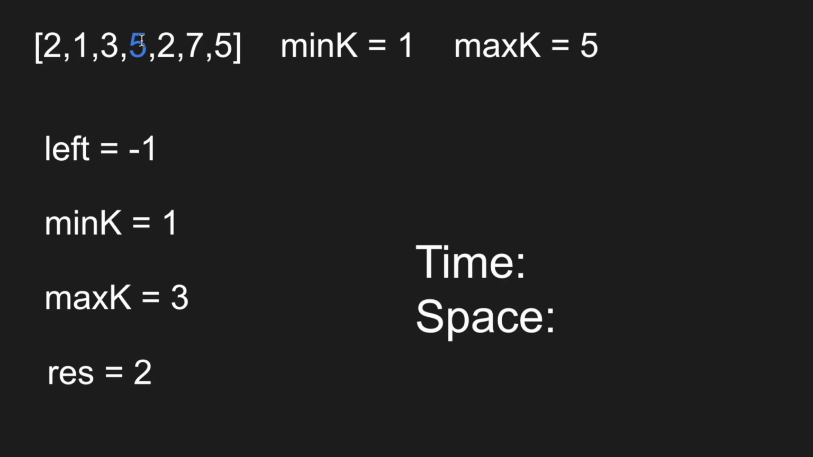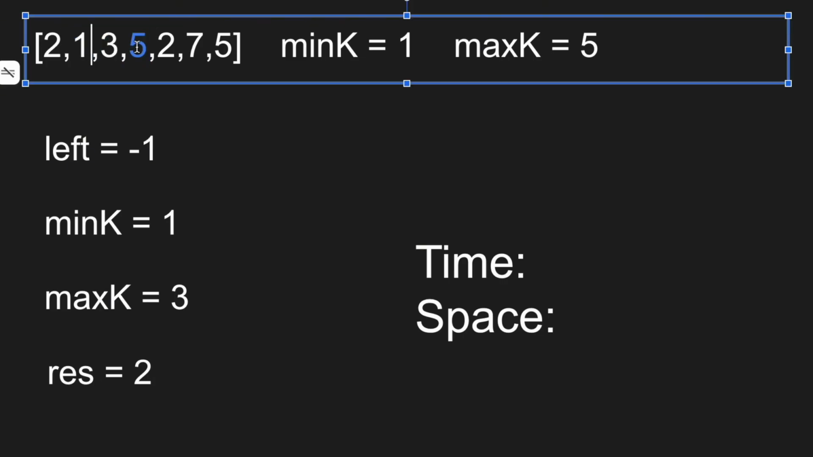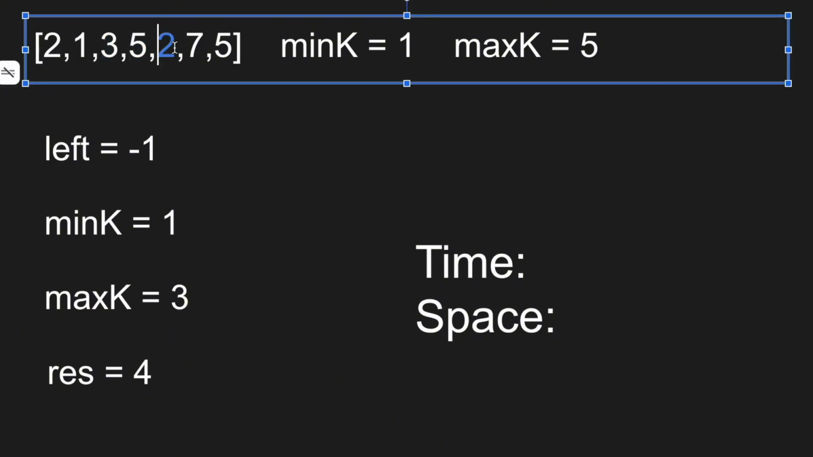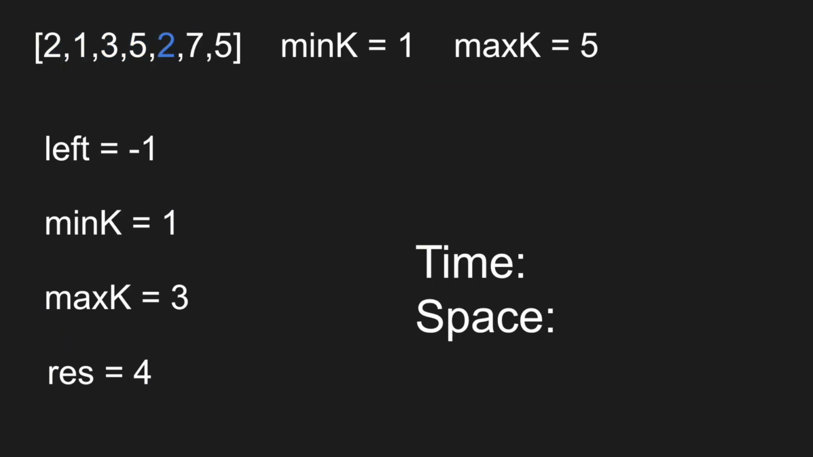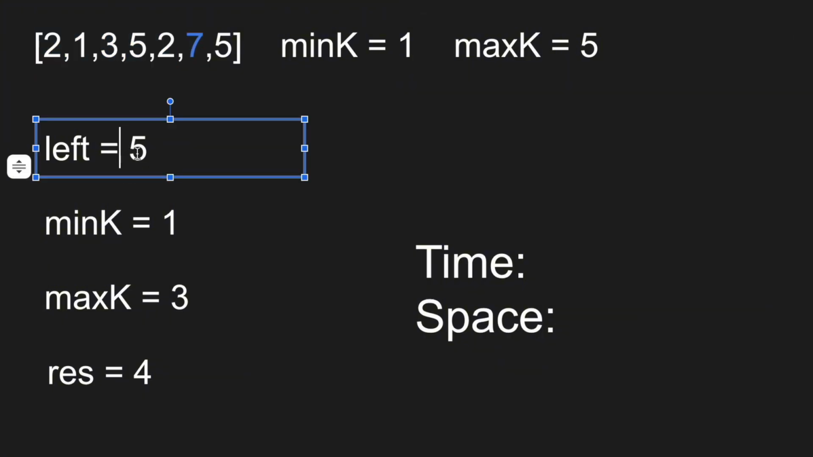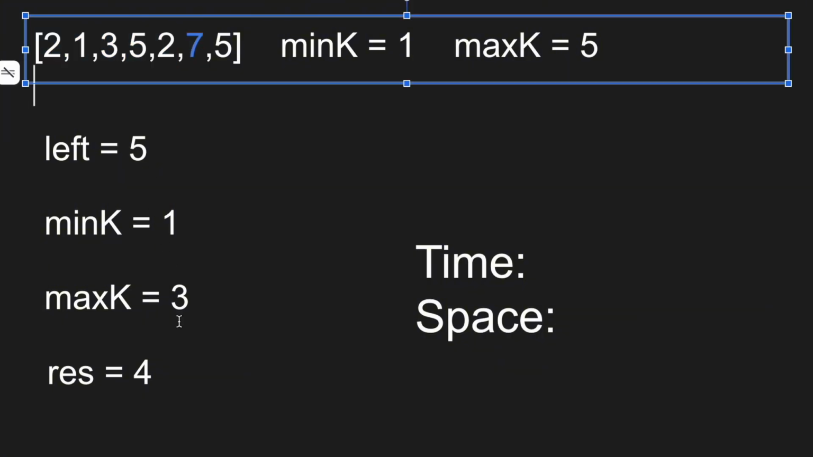And as we can see, with 5, we can form this as a subarray, and we can form this as a subarray. So that's why we add 2 subarrays to result. We iterate to the next element, same thing. We can form this as a subarray, and we can form this as a subarray. So that's why we add 2 more, and now the result is 4. And now we come to 7. 7 is 5, so we cannot form any subarrays in this realm, because now the left is getting larger than min k and max k.